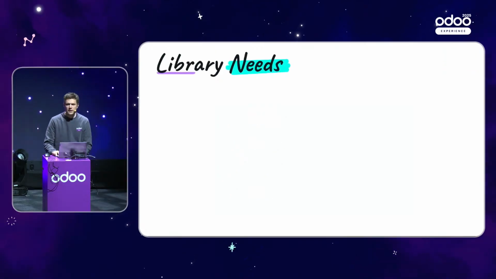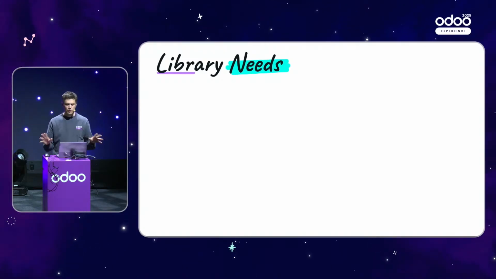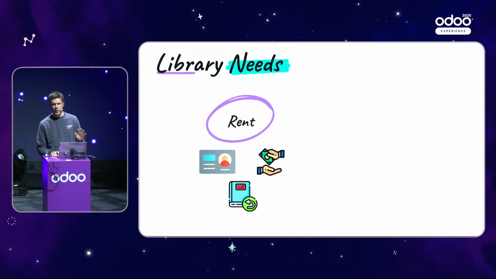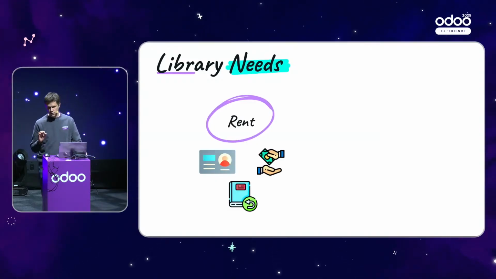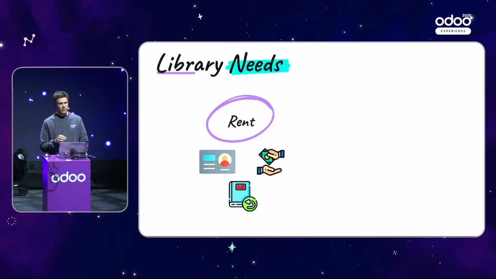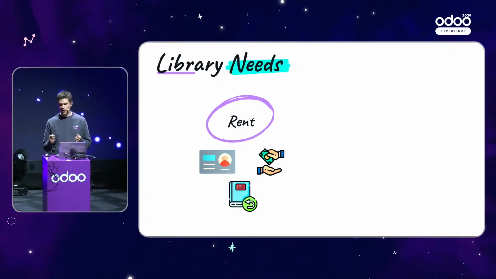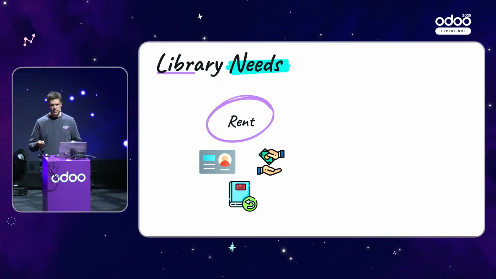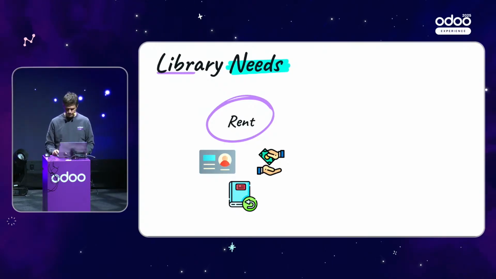So what are the needs of a library? The needs of a library are pretty obvious, and we can summarize them in two big groups. First, everything linked to the rental. So when I'm talking about the rental, first I want to be able to manage the membership of my customers. That means I want to have a specific member price list, so they pay a different price. I want to be able to register them. I want to be able to give them a card with a barcode, and so on.